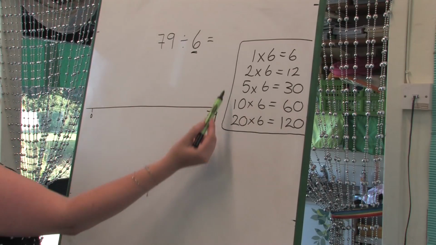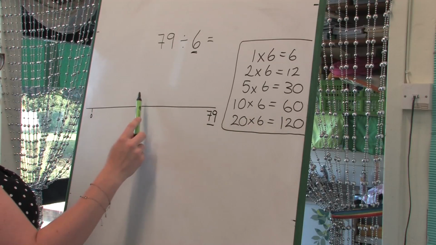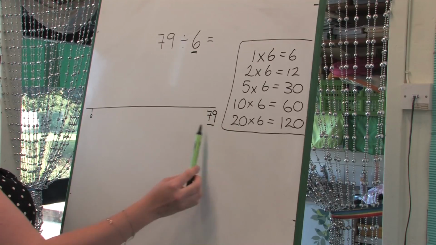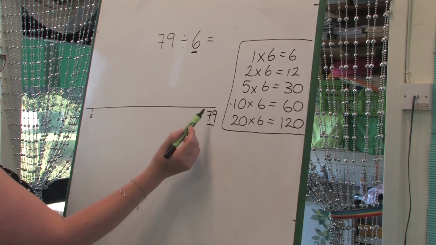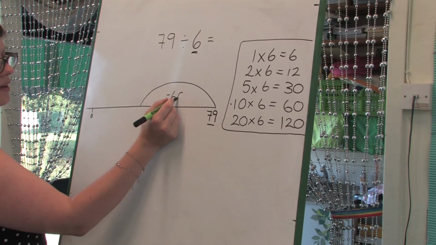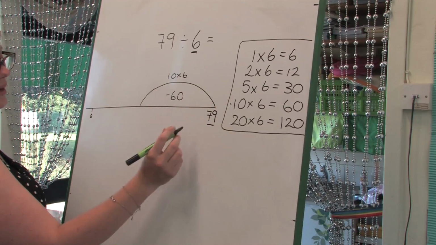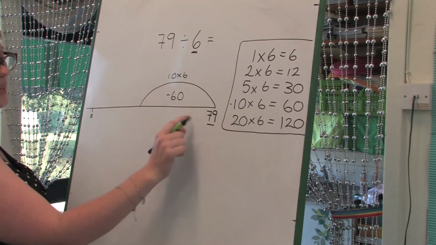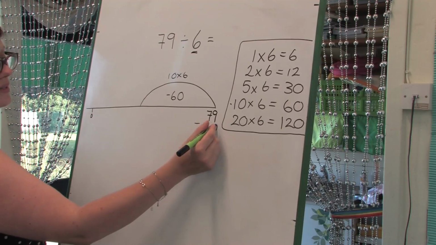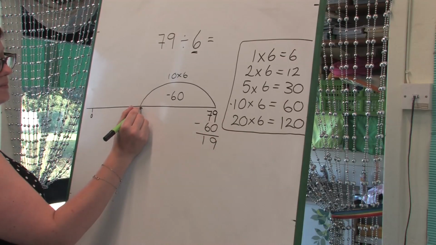So in this instance, the best chunk to take away would be 10 times 6, so to take 60 away. We can't use 20 times 6 because that's 120 and we've only got 79, so we're going to stick with 10 times 6. So we're going to take away the 60, which was 10 times 6. So 79, take away 60. Children can either do that in their head, or if it's a number they struggle with, they can use column subtraction underneath. So 79 take away 60 leaves you with 19.